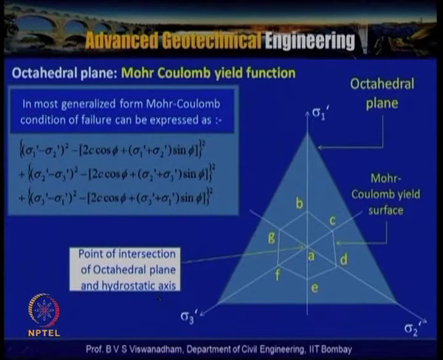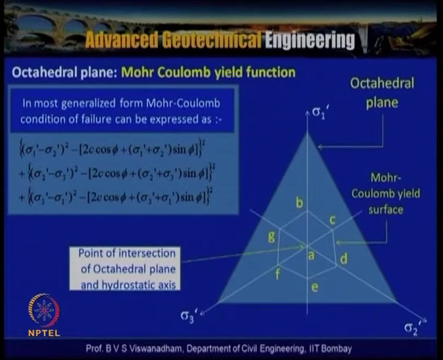So from the Mohr Coulomb yield function, the most generalized form for the Mohr Coulomb condition of failure can be expressed as: sigma 1 dash minus sigma 2 dash whole square minus 2c cos phi plus sigma 1 dash plus sigma 2 dash sin phi dash whole square, plus sigma 2 dash minus sigma 3 dash whole square minus 2c cos phi plus sigma 2 dash plus sigma 3 dash sin phi whole square, plus sigma 3 dash minus sigma 1 dash whole square minus 2c cos phi plus sigma 3 dash plus sigma 1 dash sin phi whole square.